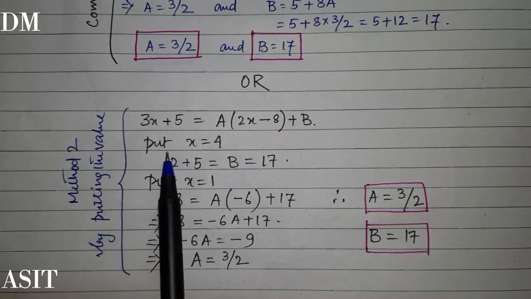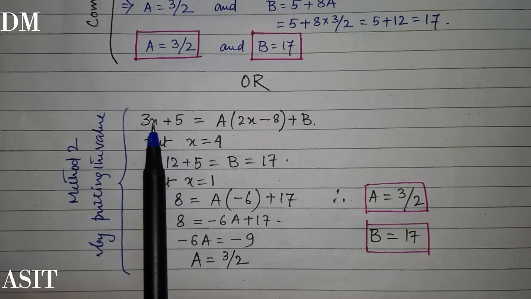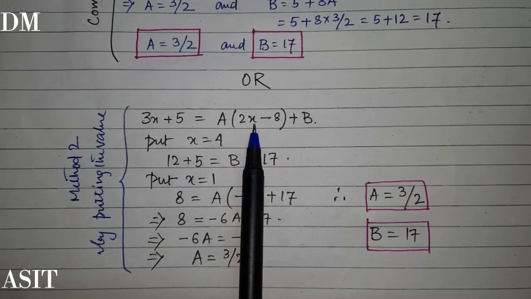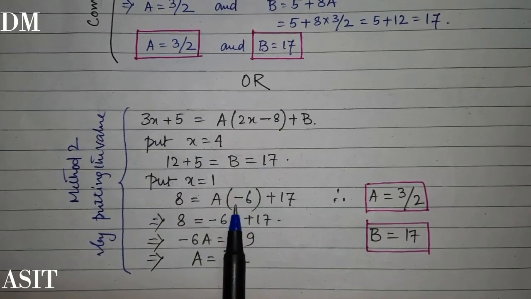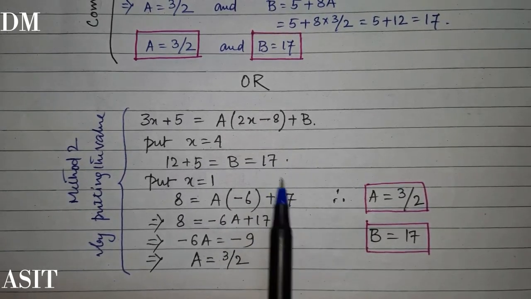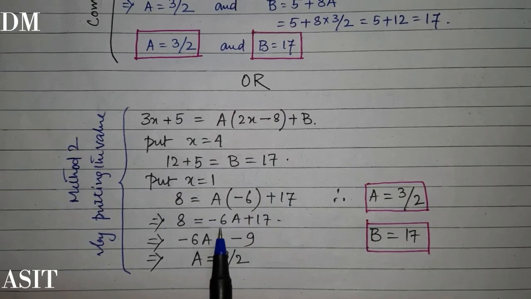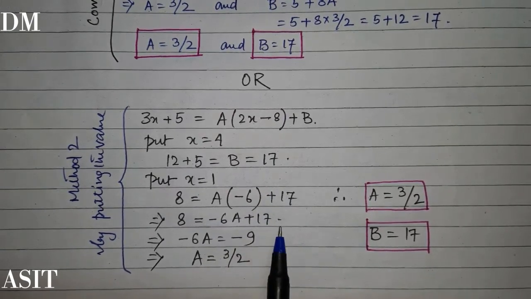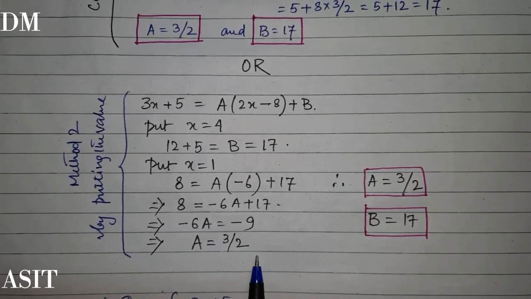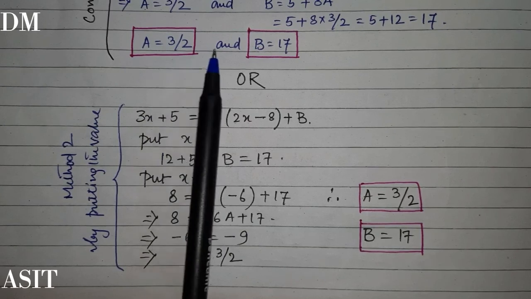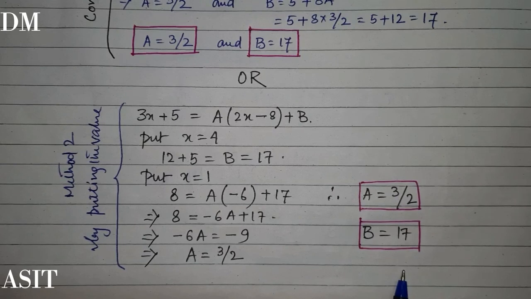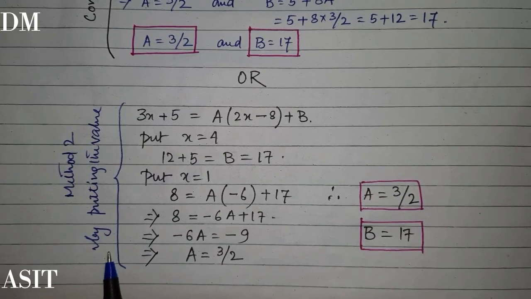Now I can put any value. If I put x equal to 1, then 2 minus 8 will be minus 6. We know the value of b is already 17, which we found. So minus 6a plus 17. From this we find the value of a, and the value of a is coming 3 by 2. So in this method also we got a as 3 by 2 and b as 17. So this is the second method.